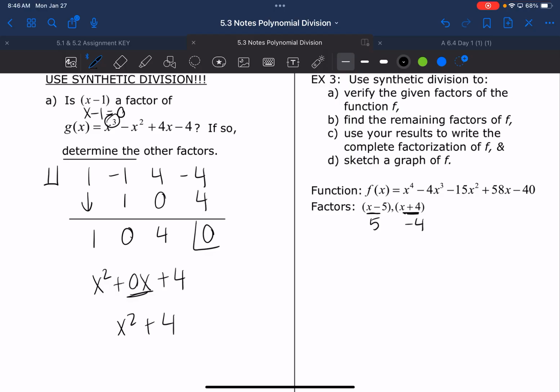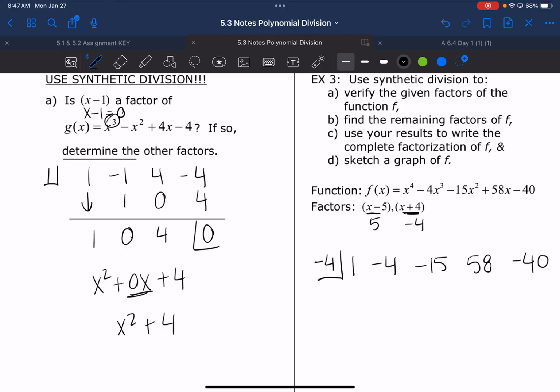5 and -4. Okay, so let's put -4 in that box. I'm going to start with the original equation and write down all my coefficients. So what are my coefficients? 1, -4, -15, 58, and -40. Good.